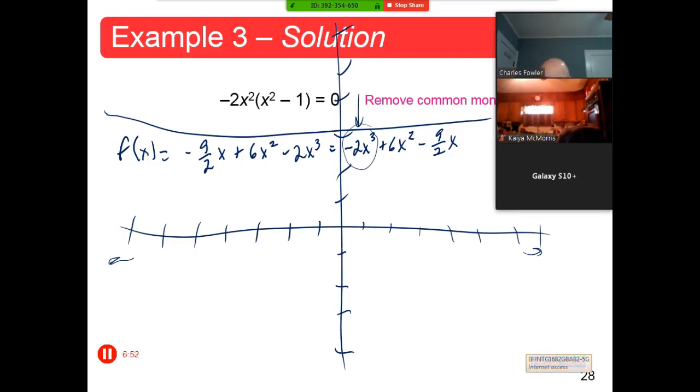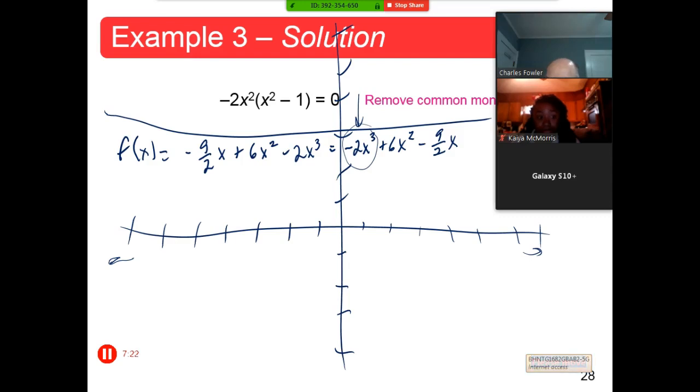And if you don't think that's enough, go up to 100. 100 cubed is 1,000,000. 100 squared is only 10,000, but that's nothing compared to 1,000,000. And then 100 is just 100. So for large x's, either large negative or large positive, this term is going to dominate. Understood? Okay.